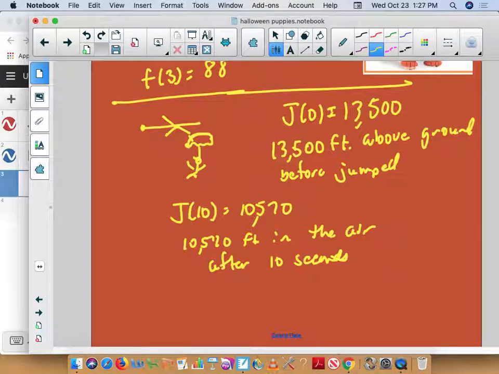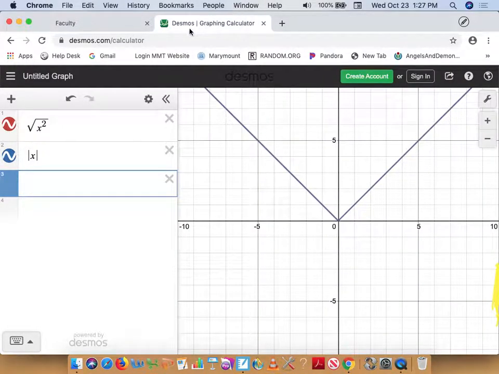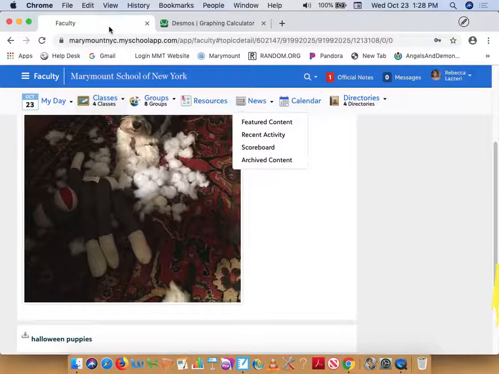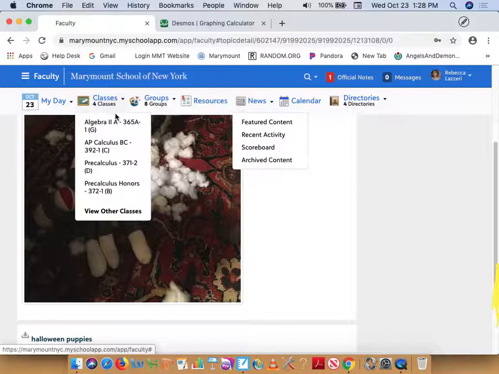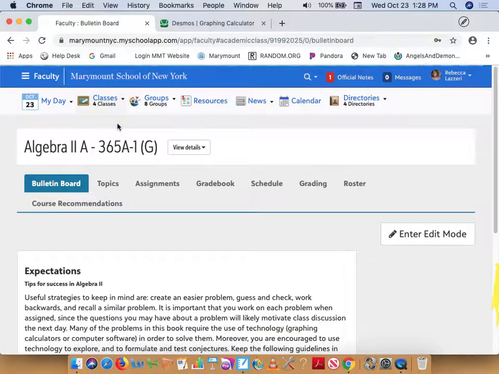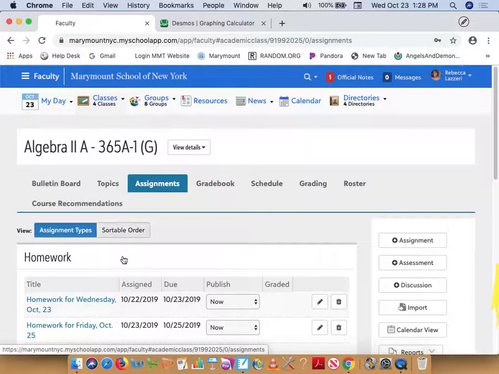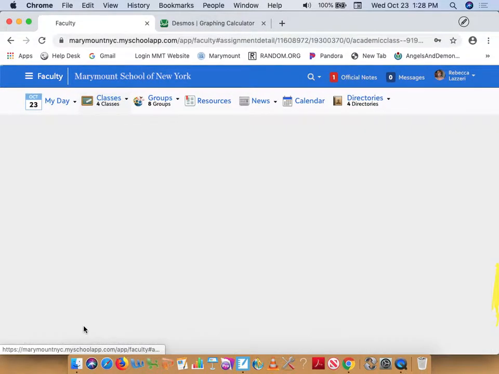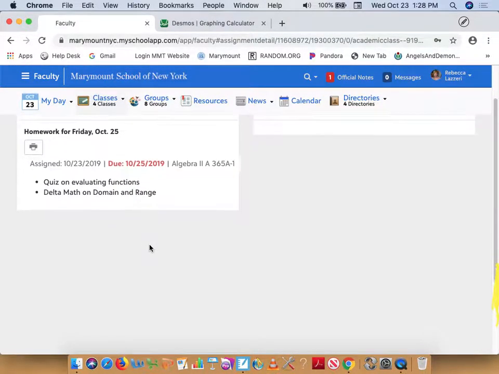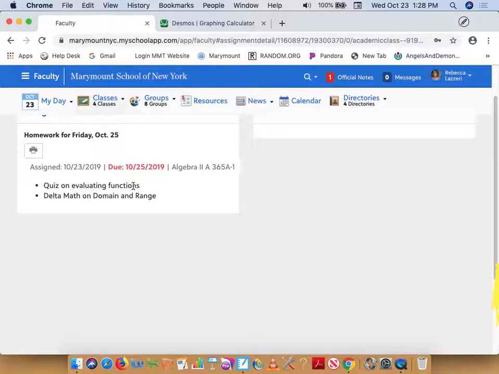All right, now let me show you a couple of things real quickly. I've already posted your homework, and it looks like I'm going to have to change it because I got way off in that deep discussion. But that only benefits you. Okay, so I'll change this in just a minute. It's going to be a quiz on evaluating functions.